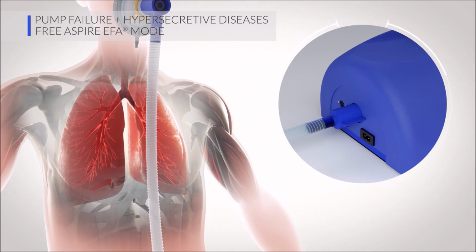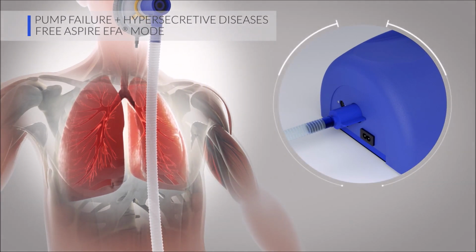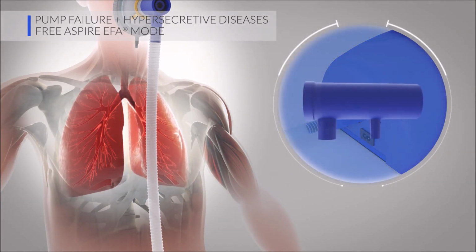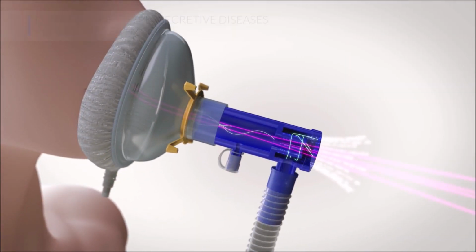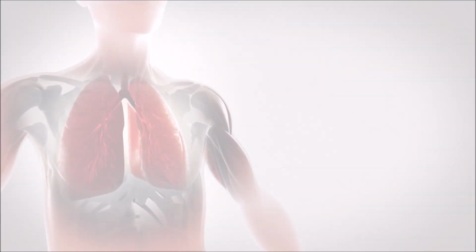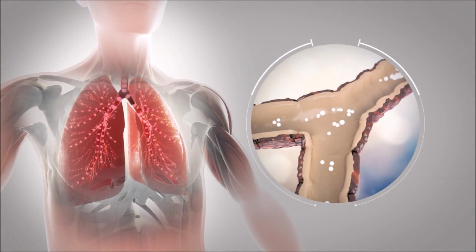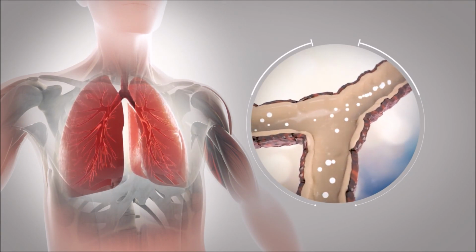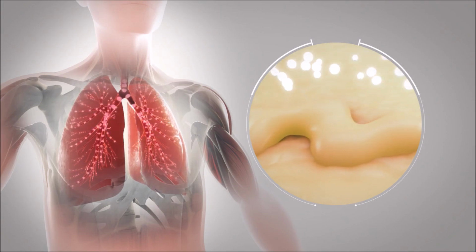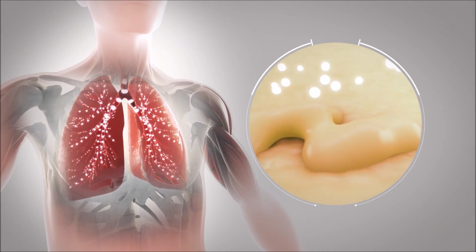In the free aspire mode, the EFA technology uses a patented connection to accelerate the exhaled tidal flow, promoting a gentle mobilization of secretions from the middle to the upper airways. A turbulent flow is generated inside the connection, and when this flow meets the flow exhaled by the patient, the latter is accelerated and drawn out. No negative pressure is created in the airways. In the free aspire mode, mucus reaches the upper airways very slowly and can be expelled or swallowed.